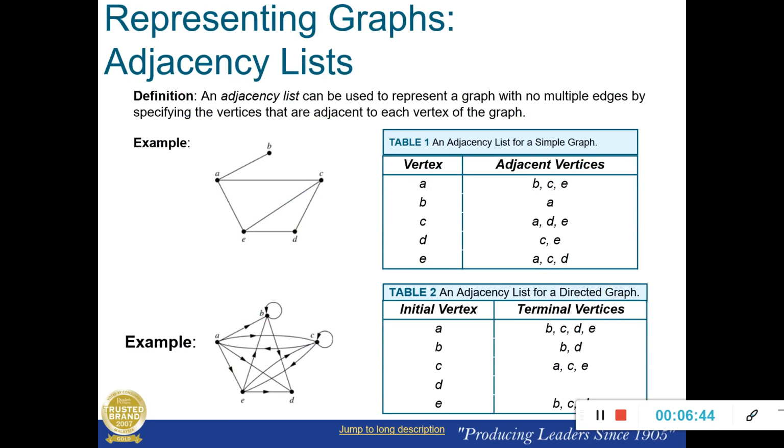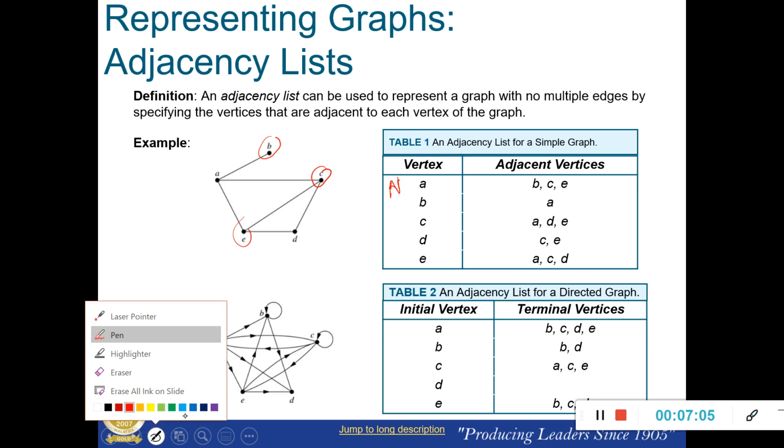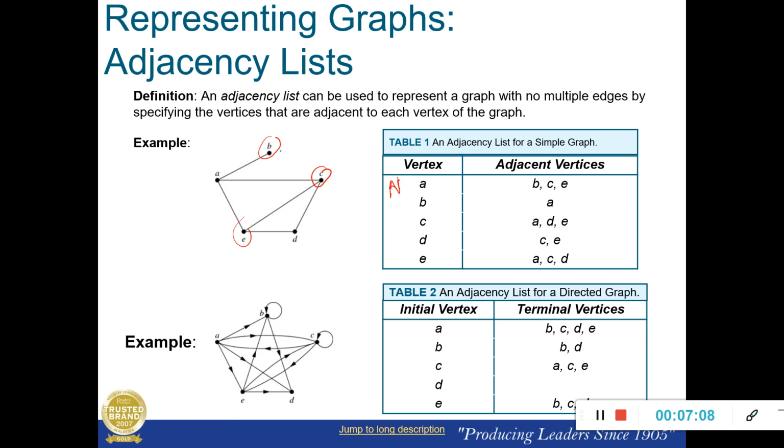Okay. So again, the adjacency list, or neighbors, the adjacent vertices or neighbor vertices. Let's say you have a node A. The neighbors of node A are vertex B, vertex C, and vertex E. These are the neighbors of A. Let's say you have vertex B. B has only A. Let's say you have vertex C. The neighbors of vertex C are A, D, and E.